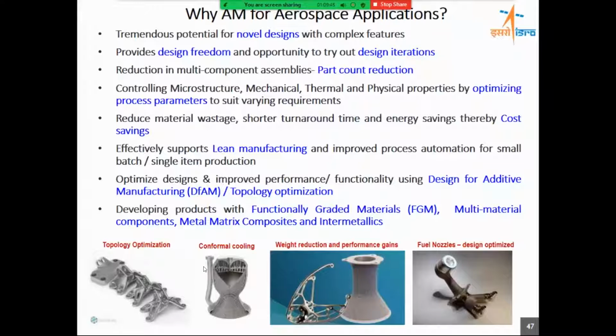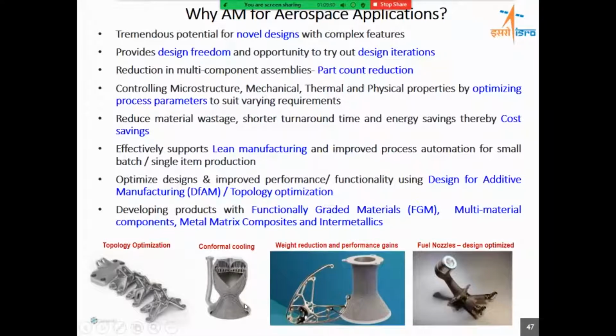So here are a few examples of topology optimization: conformal cooling in case of engine nozzle divergent, and weight reduction. You can have a lattice structure, or this bracket, you can see all the areas where material is not required is removed. So it can lead to weight reduction. And we have seen that LEAP engine, the fuel nozzle for that engine. That was also optimized, and 15 parts have been combined and made into a single part.